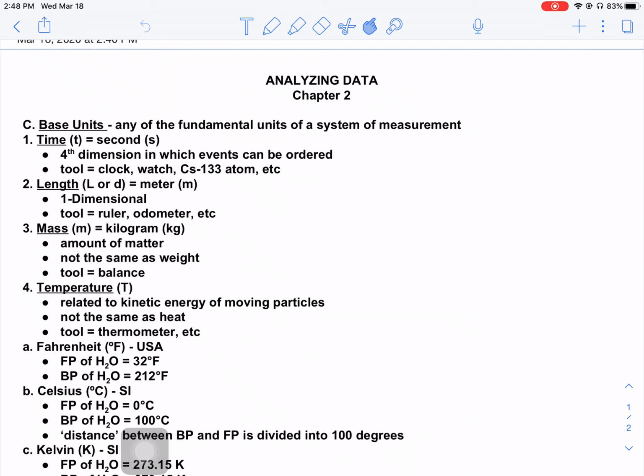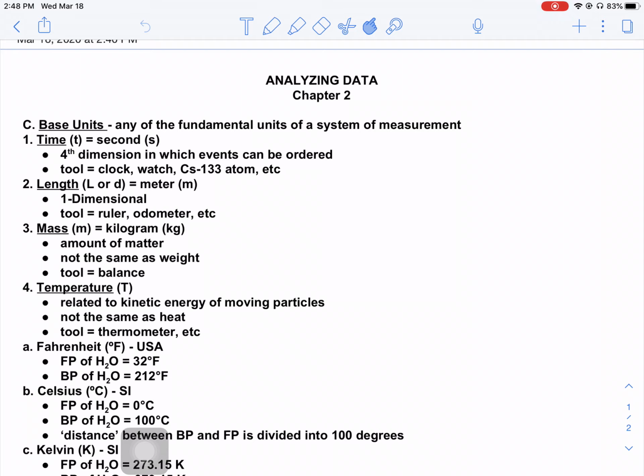Length, sometimes called distance, is measured in meters. There are several different symbols we can use. Sometimes it's W for width, sometimes it's H for height. It is a one-dimensional measurement, and the tool would be the ruler, a tape measure, a meter stick, and so forth.